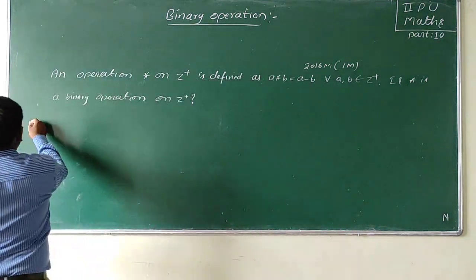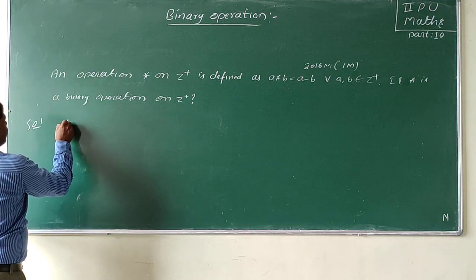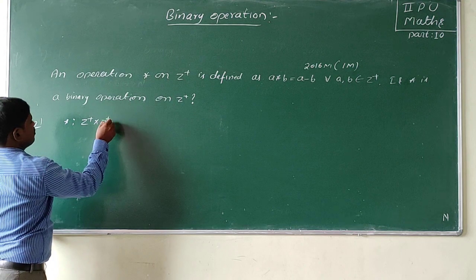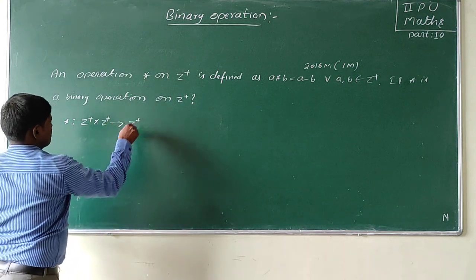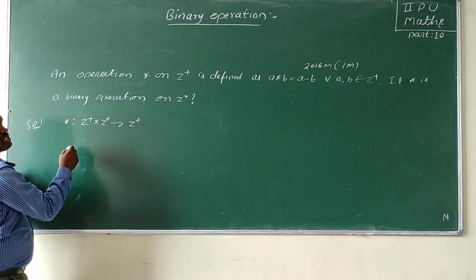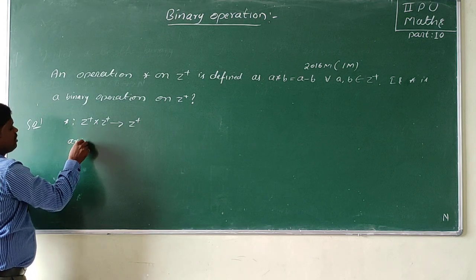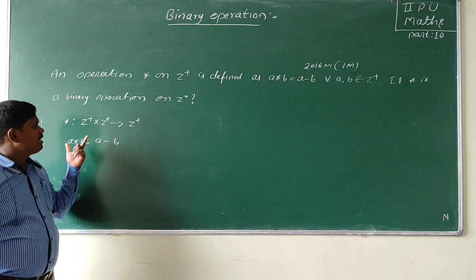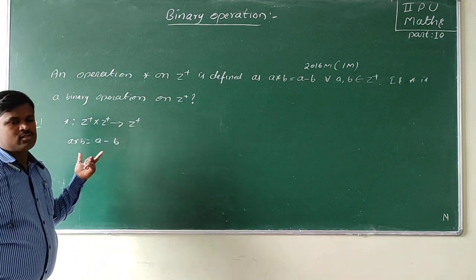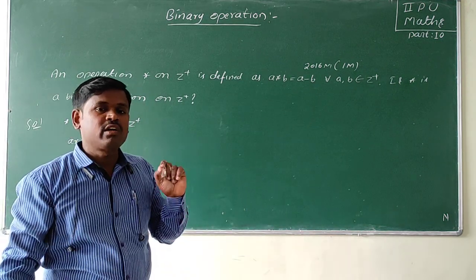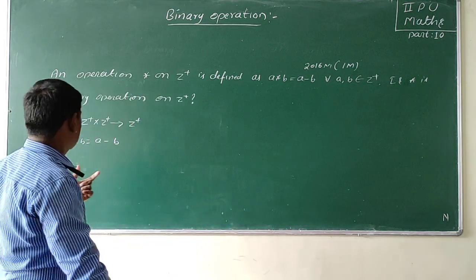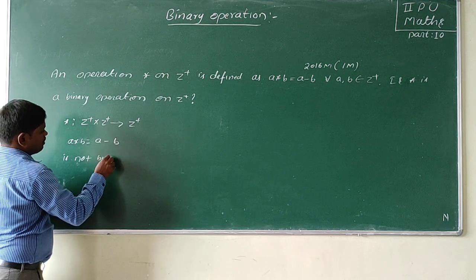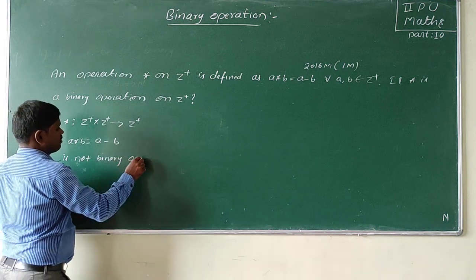Solution: star is defined from Z plus cross Z plus to Z plus, and the operation is A star B equal to A minus B. Is it a binary operation or not? Clearly it is not a binary operation.